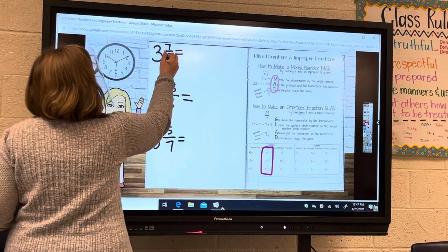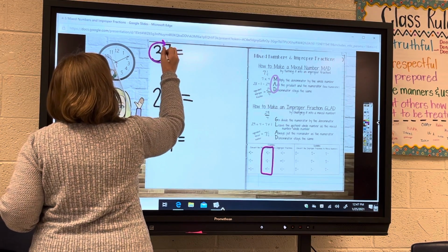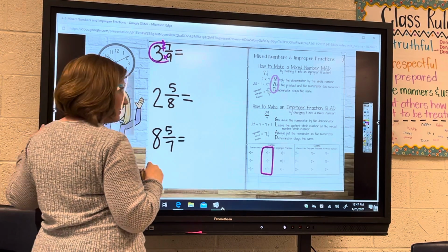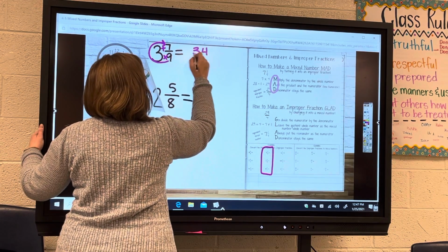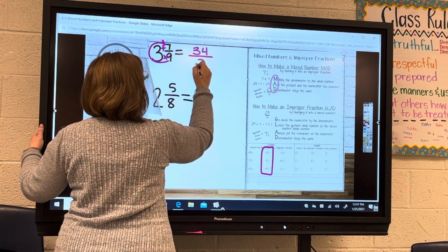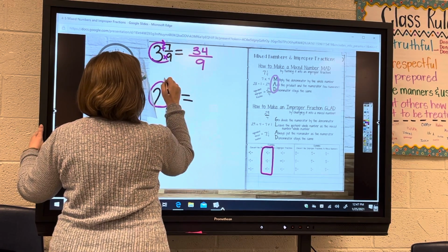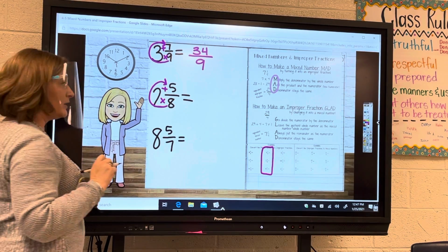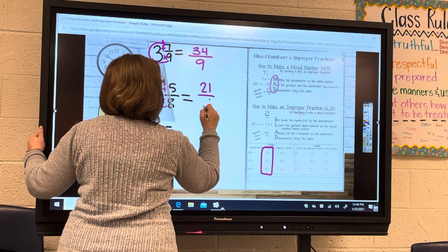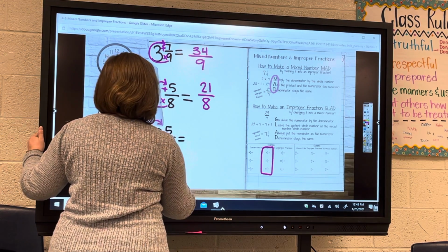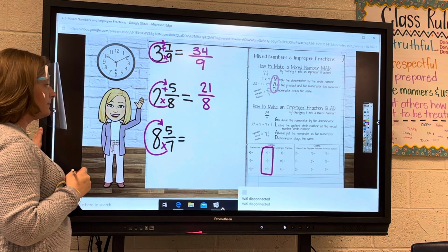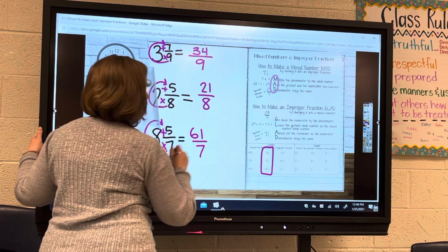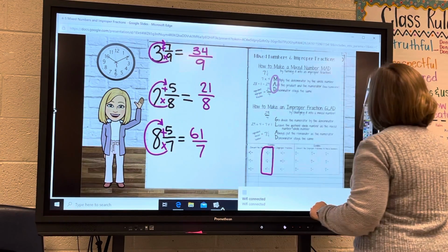All right, 9 times 3 is 27. Plus 7 is 34. What's my denominator? 9. 8 times 2 is 16. Plus 5 is 21. What's my denominator? 8. 7 times 8 is 56, plus 5 is 61. What's my denominator? 7. All right, I want you to do that last column right here.